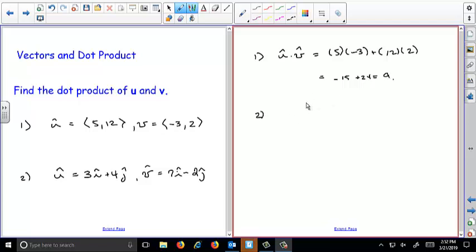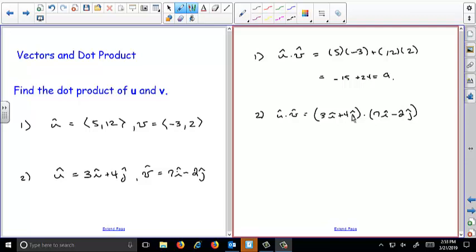Now the dot product can be either positive or negative. It doesn't have to be positive. Same thing for the second one. We got the dot product of these two vectors. So the way we would show this is 3i plus 4j dotted with 7i minus 2j.